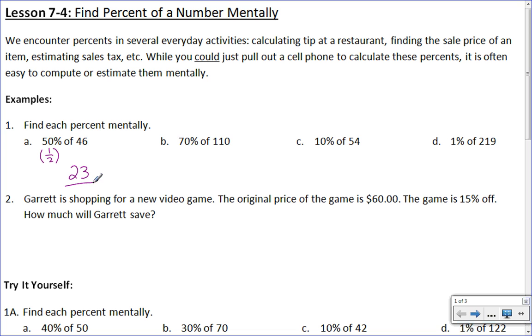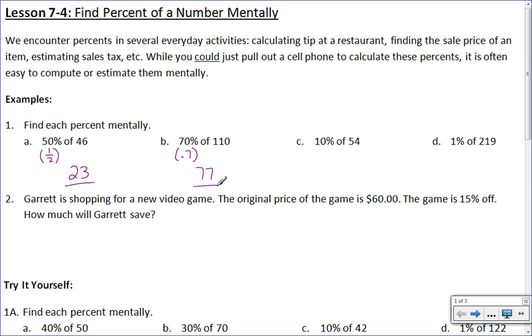Okay, for 1b, this time we want 70% of 110. I'm not going to change this to a fraction in my head because it doesn't really make it easier to calculate. But I am going to think of it as a decimal, as 0.7. And then we multiply 0.7 times 110. Mentally, we should be able to come up with 77.